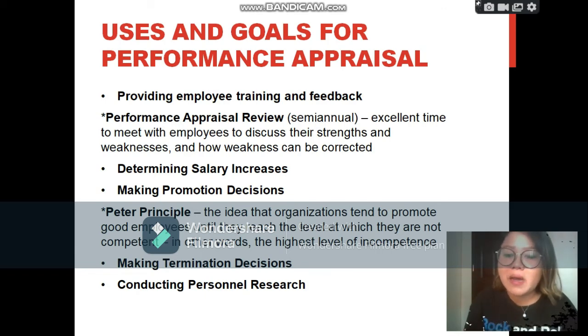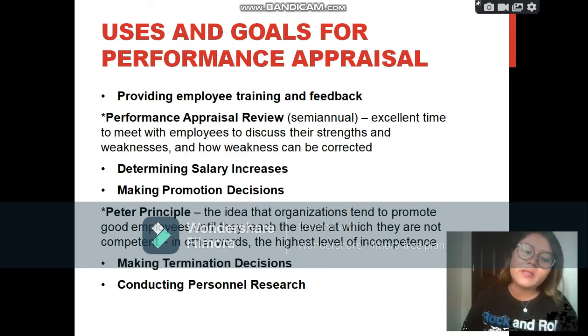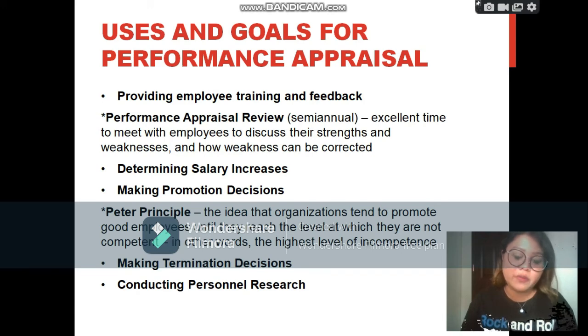It is also a basis for making promotion decisions. Okay. By the way, in a promotion decision, we have to remember this principle. This is known as the Peter principle. Okay, so let's say, for example, I am the superior and I am going to promote a good employee. Okay, and there will be a time that they might reach their limitation. Okay, and they will reach a level in which they are not competent anymore. So in other words, the Peter principle is the highest level of incompetence.